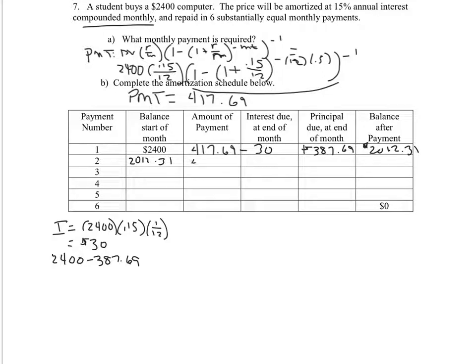We go through the process again. Now, I'm going to make that payment of $417.69, but I need to calculate how much will go toward interest. So my starting balance was $2,012.31 times 0.15 times 1 over 12, and I'm coming up with an interest amount of $25.15.